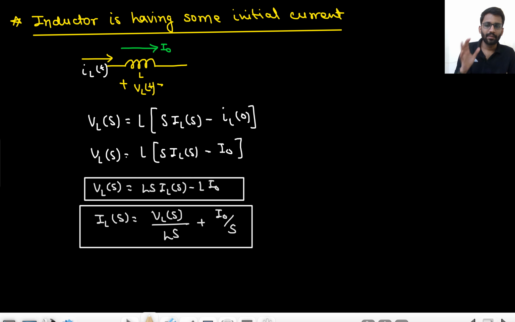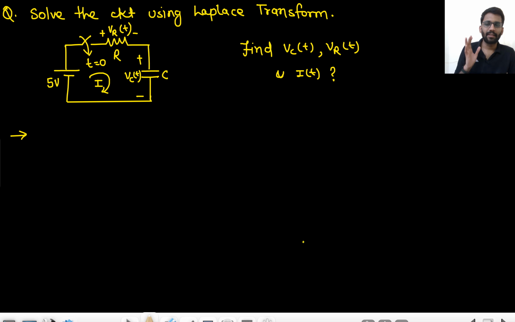Now we will solve a simple circuit that we have already seen. We will solve the circuit with Laplace transform. You need to comment on VCT, VRT and IRT using Laplace transform. I will just redraw the circuit. This 5 will become 5 ut because the switch is closed at t equals to 0.